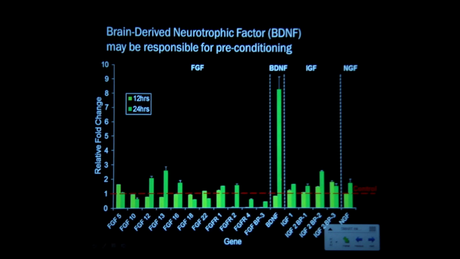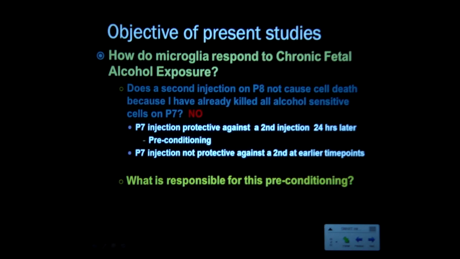And I will say it wasn't just because it is so much more upregulated than its peers, but also because it's significantly upregulated 24 hours after alcohol injection, which is when I see my protective effect in my double injection scenario. But it's not significantly upregulated at 12 hours, which is approximately when I don't have my protective effect. So now I have a candidate for what could be causing this preconditioning, BDNF.